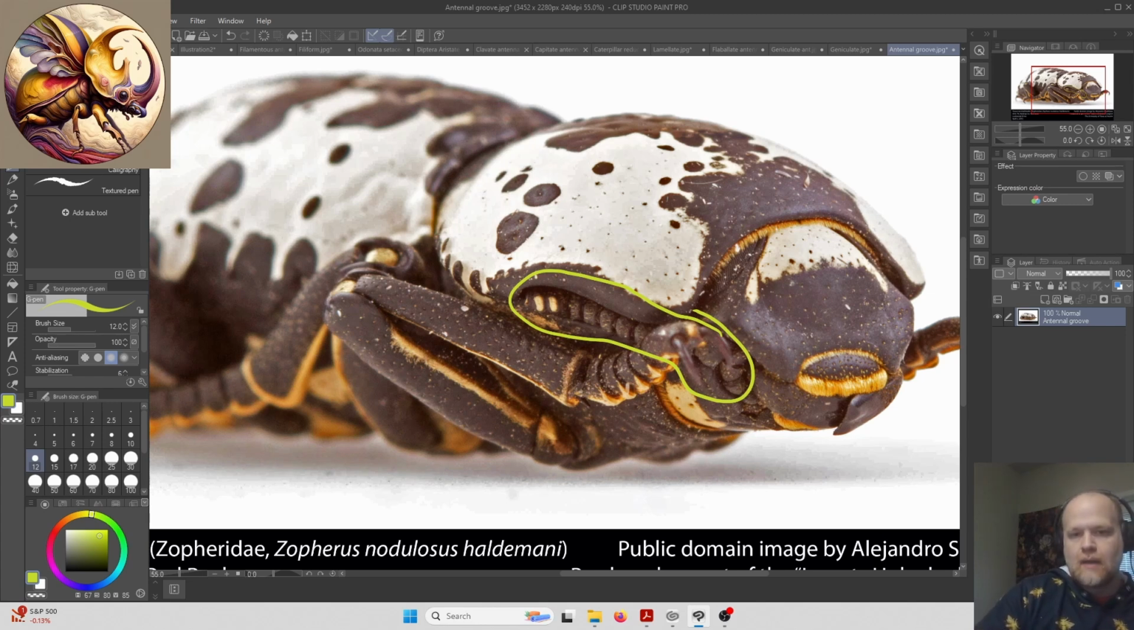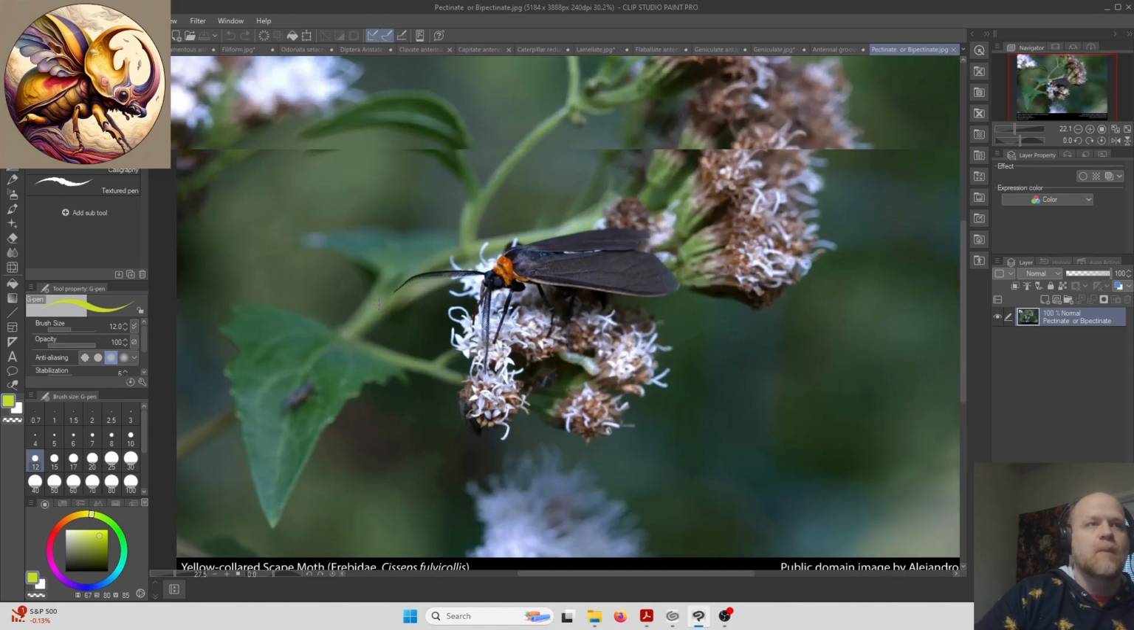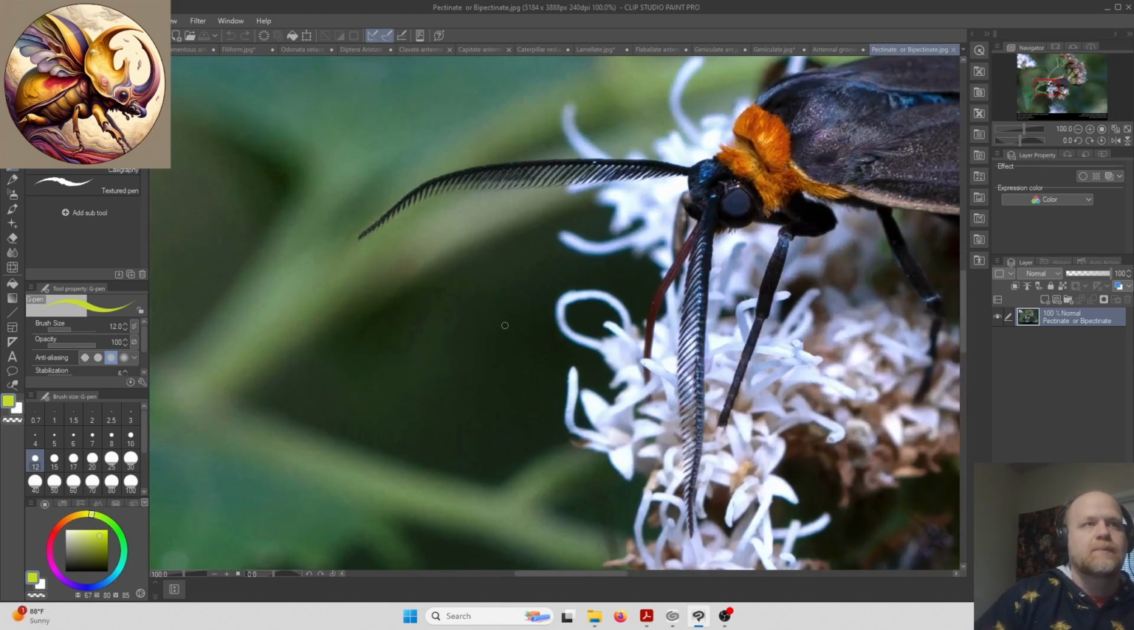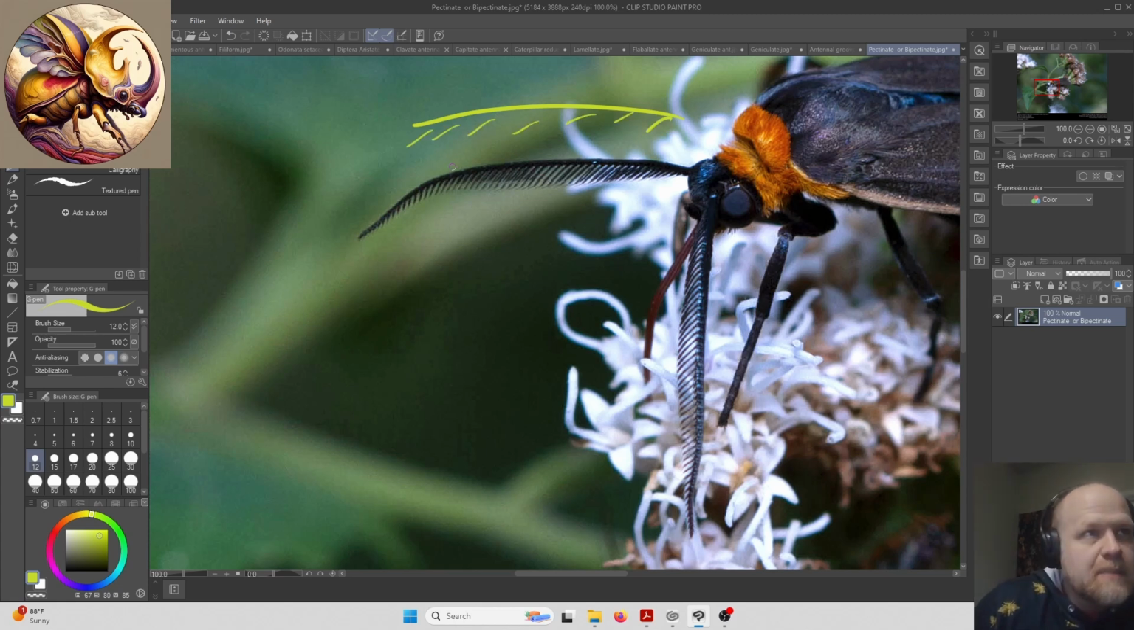And then our last 2 are probably the most interesting. This is a pectinate or bipectinate antenna on a moth. So if we zoom in here, it has a base and then a number of arms coming off of it. I think this is bipectinate. It looks like there's a second row in the background. So this is probably bipectinate. And each of these is going to be covered with sensilla to detect pheromones from its mates.